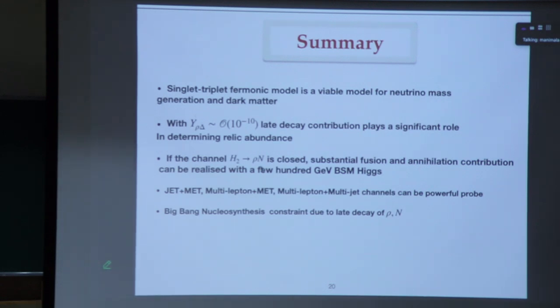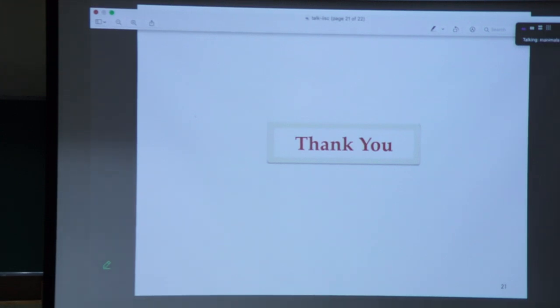To summarize, this is a model that we have studied, the singlet-triplet fermionic model. This is a viable model for neutrino mass generation and dark matter. In the literature there are also other versions, like non-renormalizable versions, which we have not discussed here. We wanted to see, with a very nominal coupling around 10 to the power minus 10, minus 12, what kind of phenomenology is possible. The bottom line is that with this kind of coupling, the late decay contribution plays a significant role in determining the relic abundance. In some of the scenarios, the BSM Higgs can be accessible at colliders. And particularly if you have a sub-GeV fermion dark matter candidate, then in one of the scenarios this can be in the reach of Mathusla. So I think I will stop here. Thank you very much.